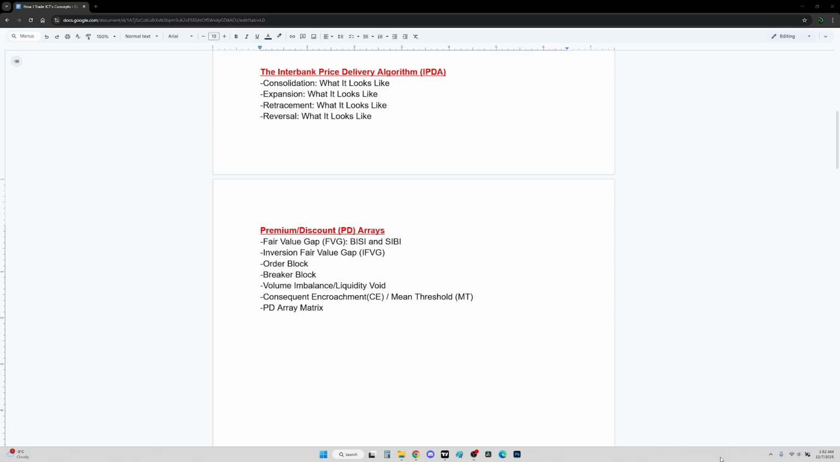We're going to talk about fair value gaps, both a BISI and a SIBI. We're going to talk about inversion fair value gaps. We're going to talk about order blocks, breaker blocks, volume imbalances, and liquidity voids. We're going to talk about consequent encroachment and mean threshold, and then we're going to look at the PD array matrix. The PD arrays that I have here listed are not all of them. These are just the ones that I focus on. They're the ones that I love to trade the most.